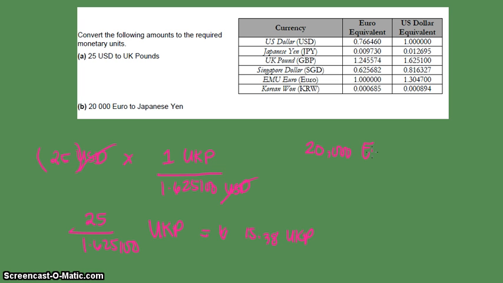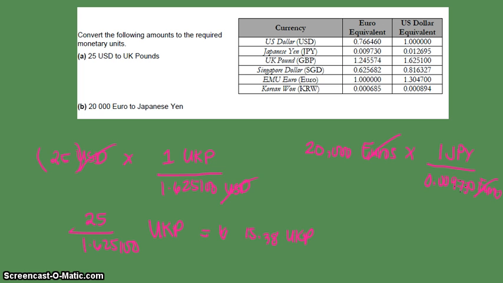If we do that to the second problem, we want to convert 20,000 euros to Japanese yen. All you have to do is multiply this by the conversion factor. Now, 1 Japanese yen, JPY. We look at the conversion for Japanese yen. 1 Japanese yen is 0.009730 euros, so this is over 0.00973 euros. With this, you can see that the euros will cancel. All you have to do is multiply 20,000 by 1 and then divide it by 0.009730.